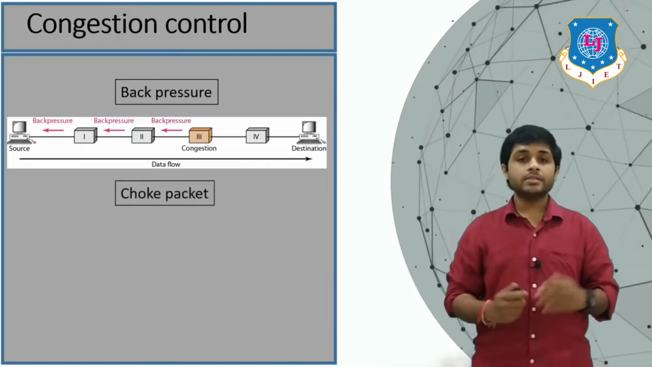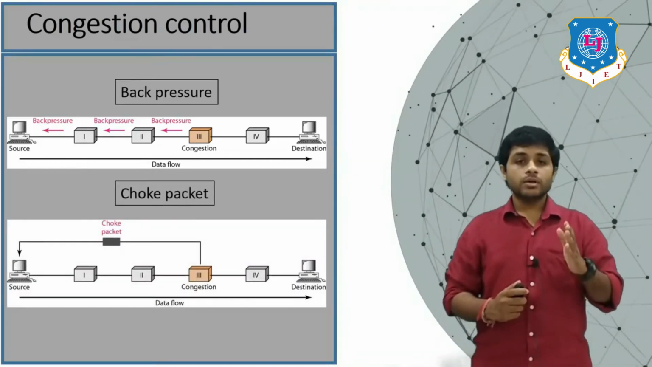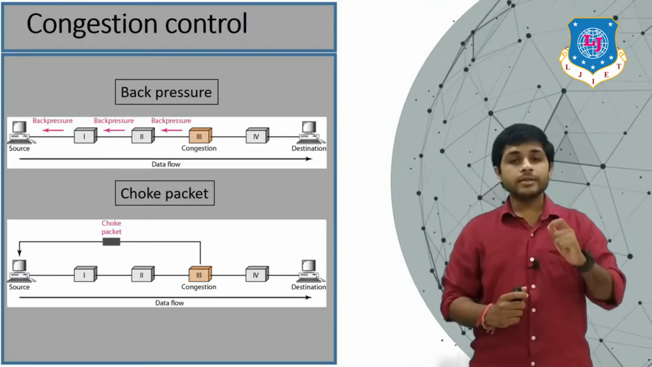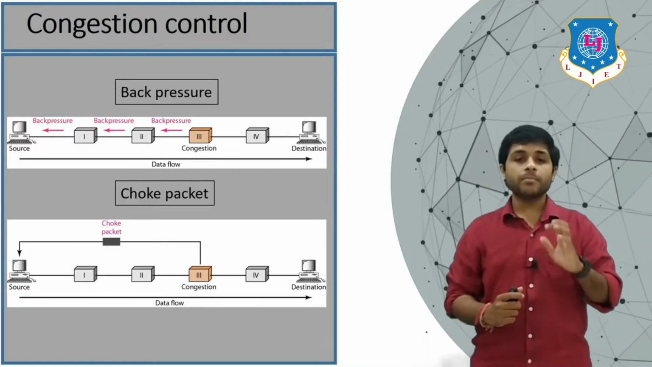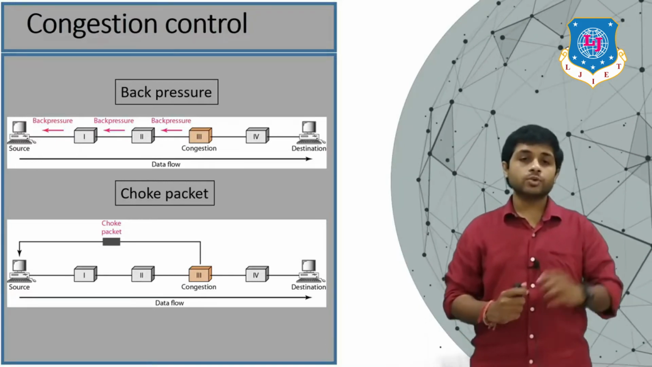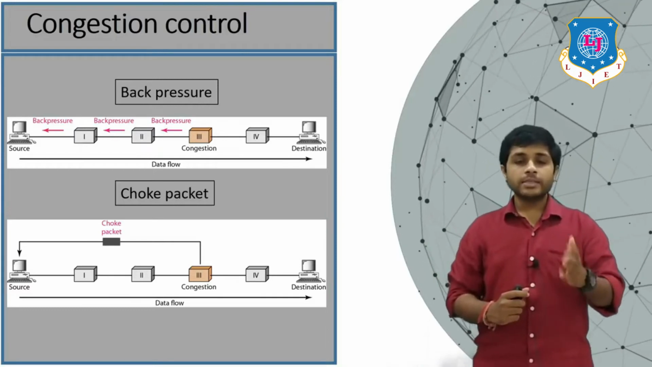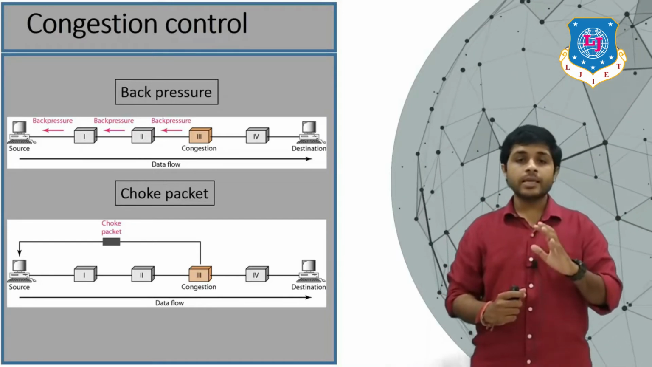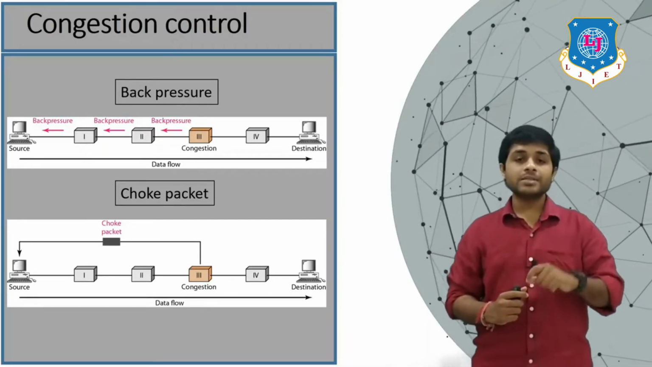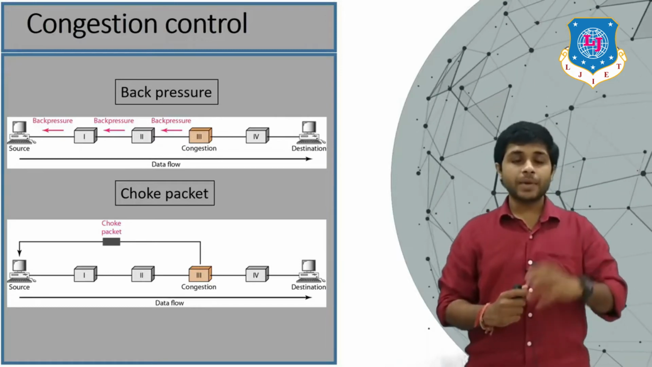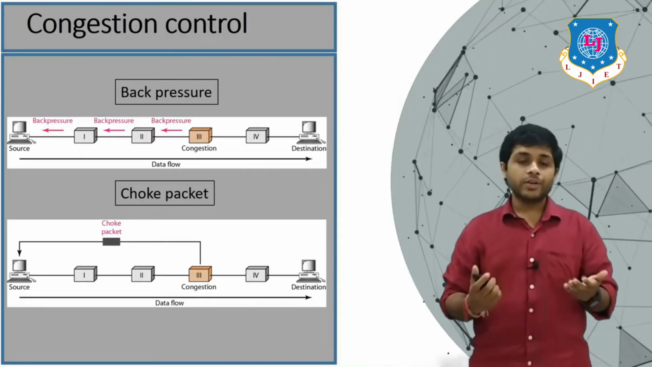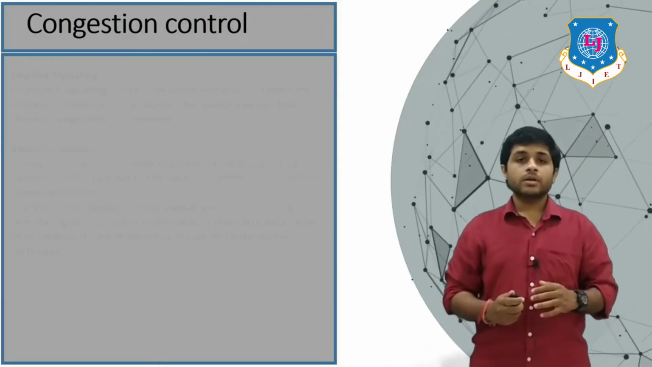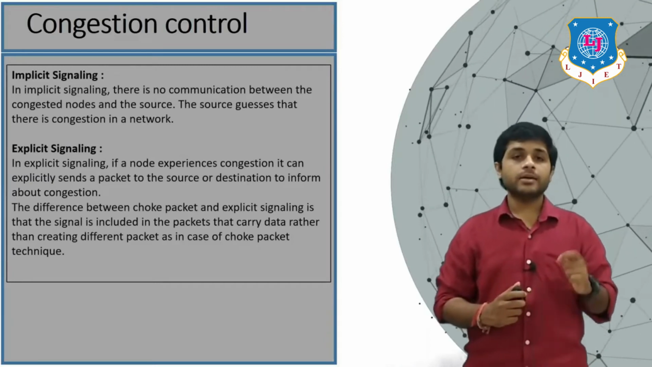The second type is the choke packet. In the choke packet, the only difference is that the congested device will generate a particular message and send it to the source. So you can see that device 3, which is congested, will not stop receiving any packets, but it will inform the sender using a special packet that I am facing congestion, please send the data at a slower rate.